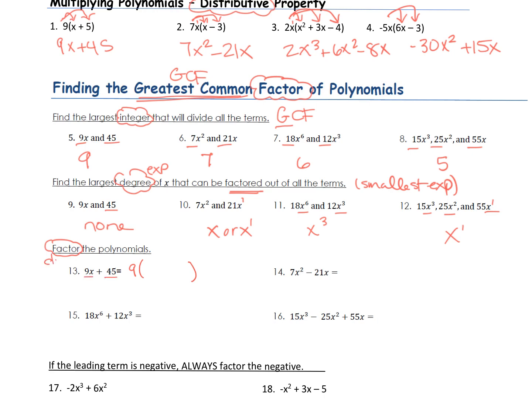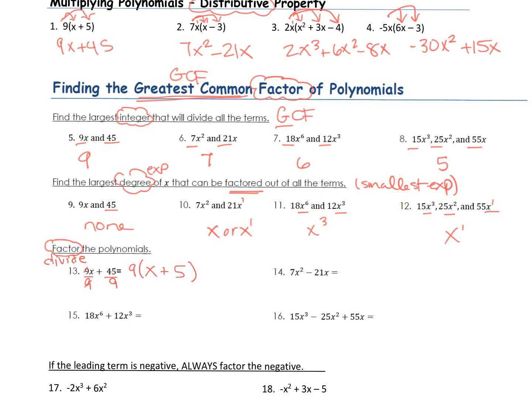To factor means I'm going to divide by that GCF. So I'm going to divide 9x by 9, and the 9's cancel, and I have an x left over. I'm going to divide 45 by 9, and I'm going to get a 5. You can always double check by distributing the 9 to make sure you get 9x plus 45 back.